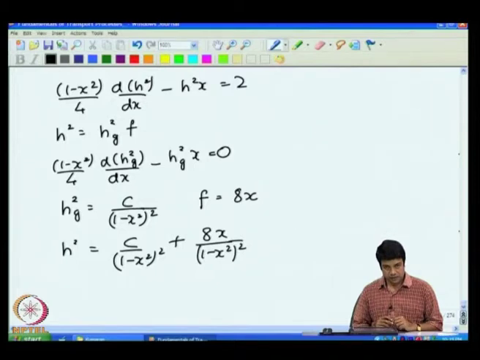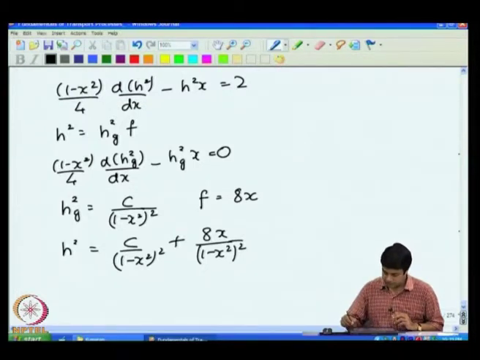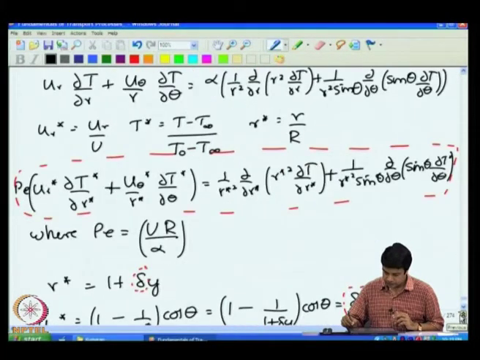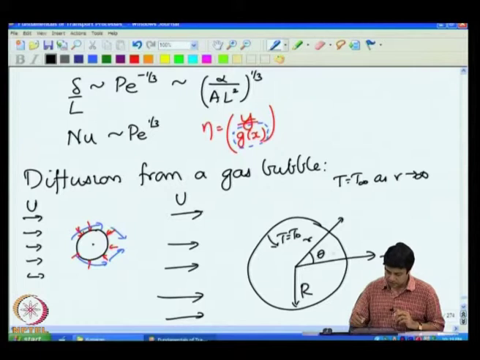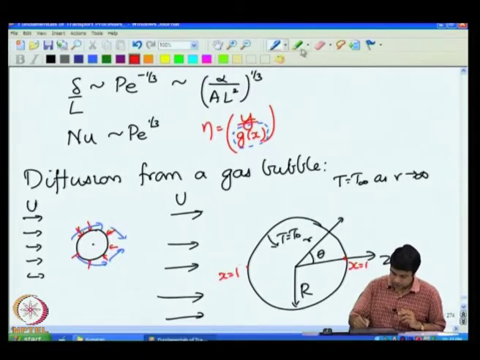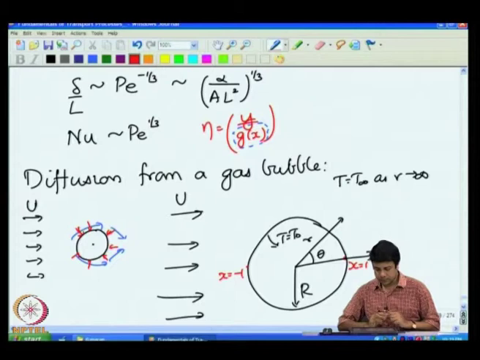Now, this function h square once again goes to infinity at x equal to plus or minus 1. x equal to plus 1 corresponds to theta equal to 0, that is the downstream stagnation point. x equal to minus 1 is the upstream stagnation point. The solution diverges at both x equal to minus 1 and x equal to plus 1.